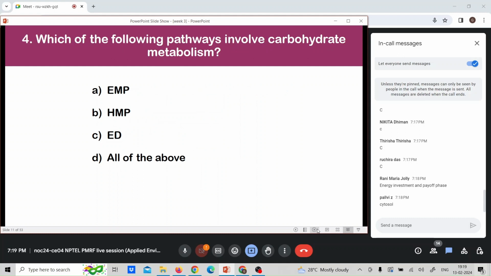Okay. So yes, the next question. Which of the following pathways involve carbohydrate metabolism? Again, just to clarify, if people are not aware of what these short forms mean, just let it be. I'll explain what it is in a few minutes. If you get the context of this question, give me the answer. Otherwise, wait so that I'll discuss the answers. Okay, the people who have answered, can you tell me what is EMP, HMP, ED?